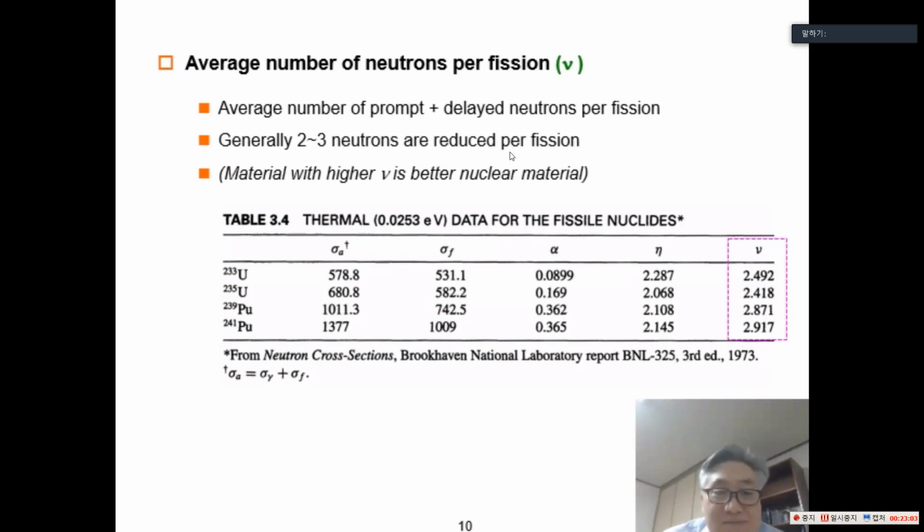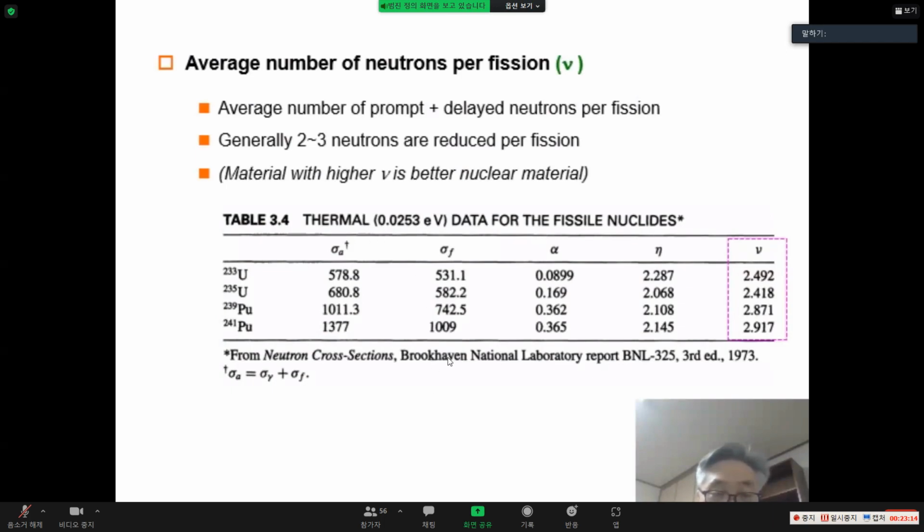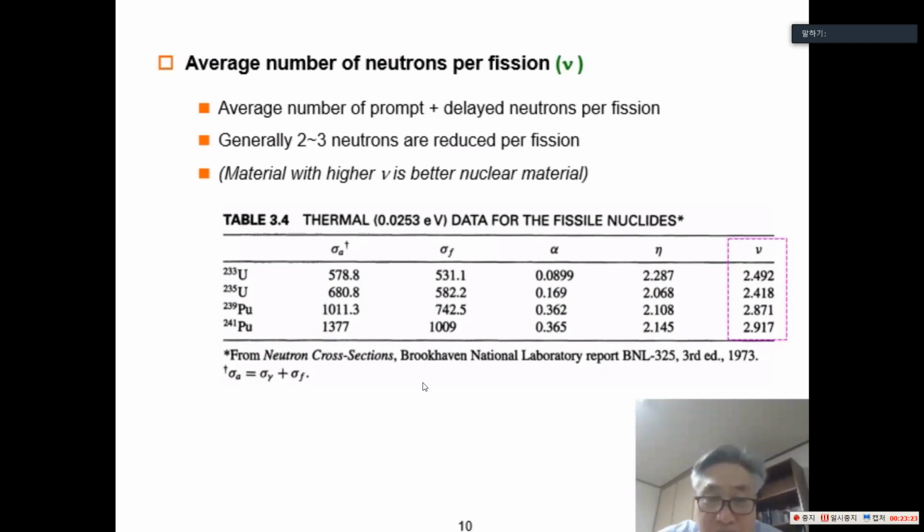Now we will learn this kind of thing from the table. Uranium-233, 235, plutonium-239, and plutonium-241. That is all good fissile material, okay? Fissile. And there is absorption cross-section and fission cross-section. From this notation, the absorption cross-section is the radioactive capture cross-section plus the fission cross-section.